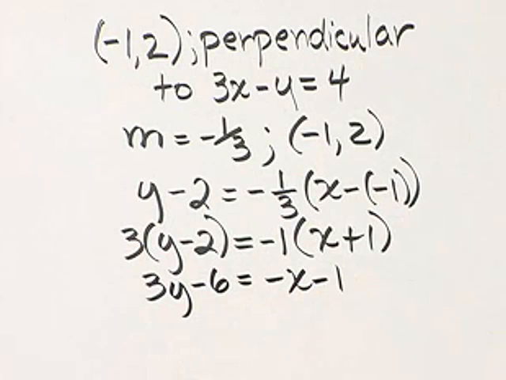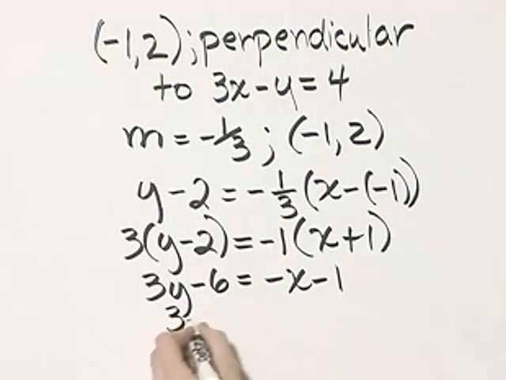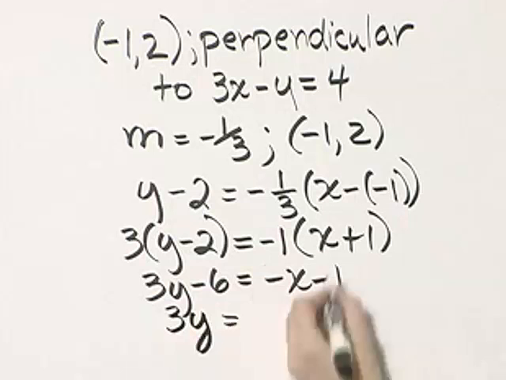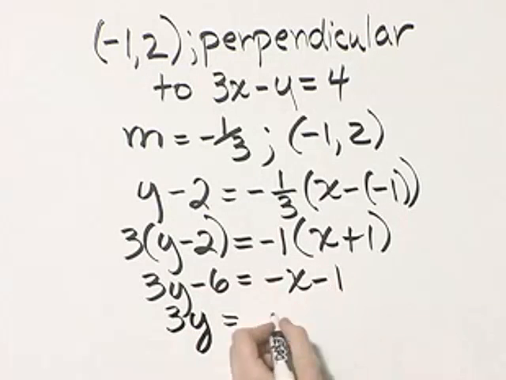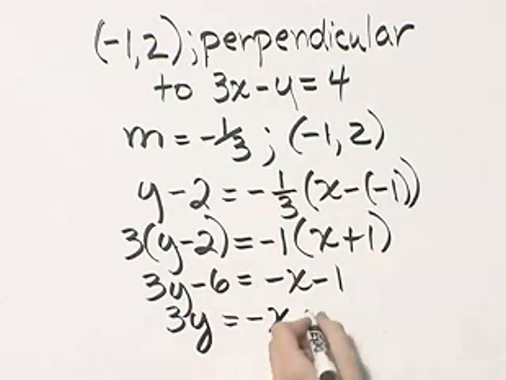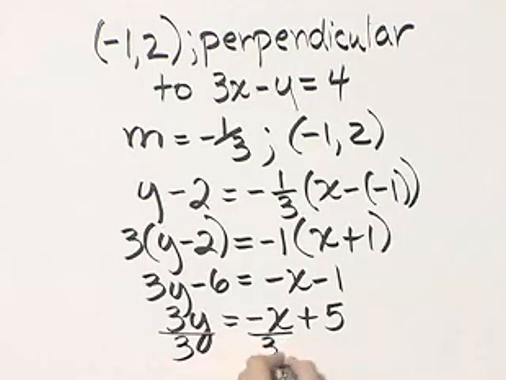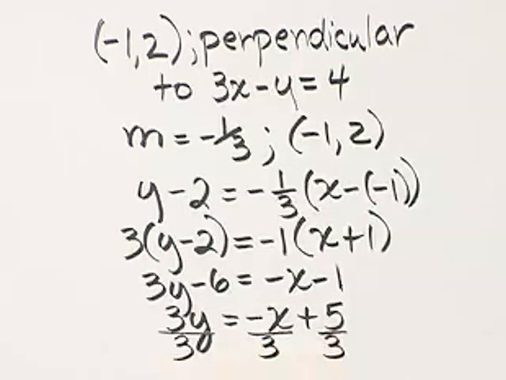Now remember, we don't want to write this in standard form. We want to write this using function notation. That means we want to solve this equation for y. To solve it for y, I'll first add 6 to the left side, and I'll add 6 to the right side. So I'll have negative x minus 1 plus 6. That's plus 5. How do I finish solving for y? I'll divide both sides of the equation by 3. As a matter of fact, let's just go ahead and divide every single term by 3.